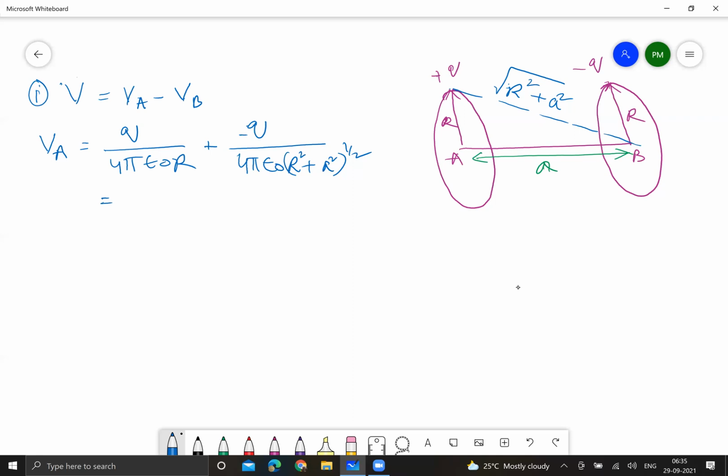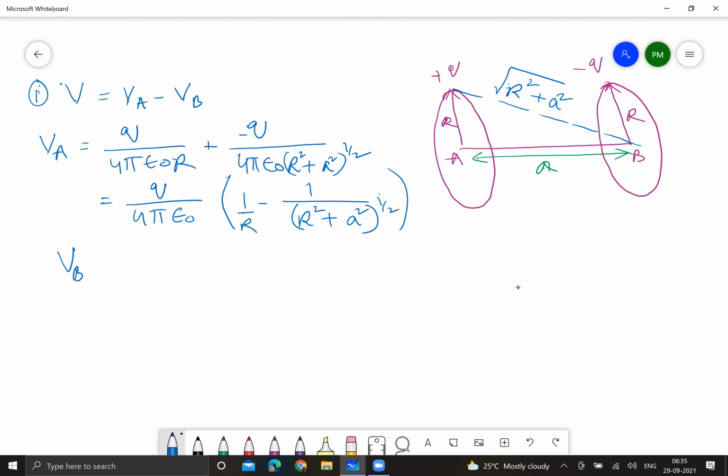So we can take out Q by 4 pi epsilon 0, 1 by R minus 1 by root of R square plus a square to the power of 1 by 2.